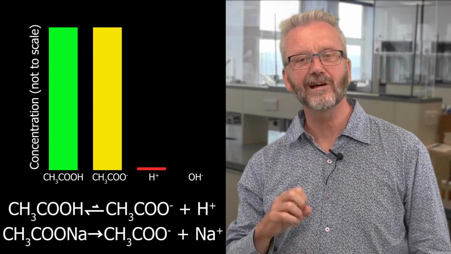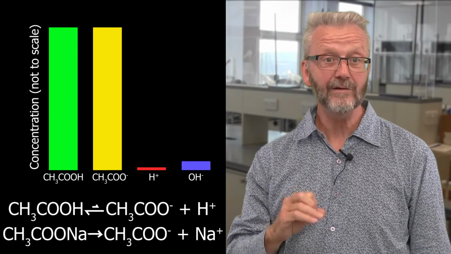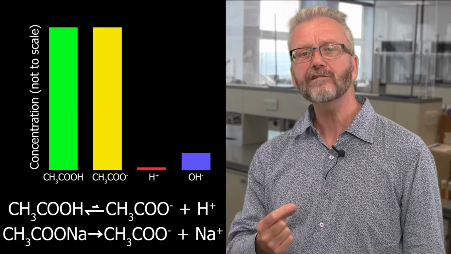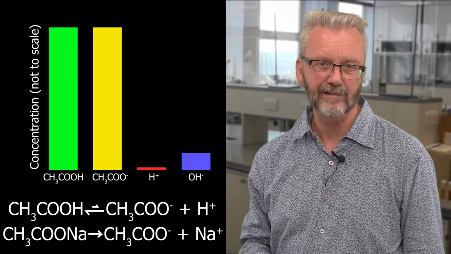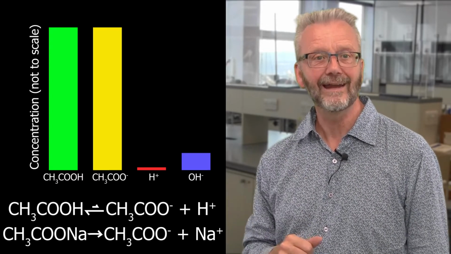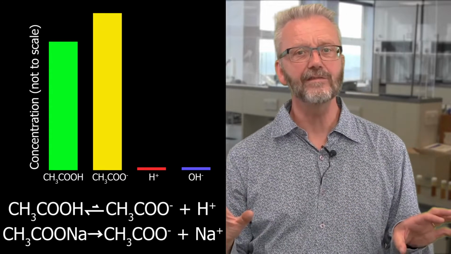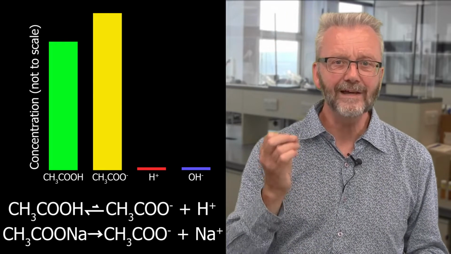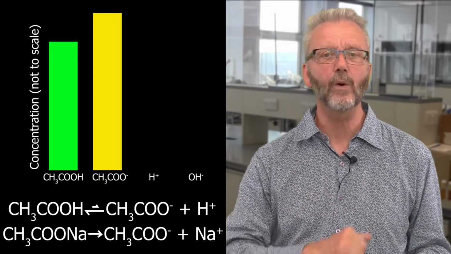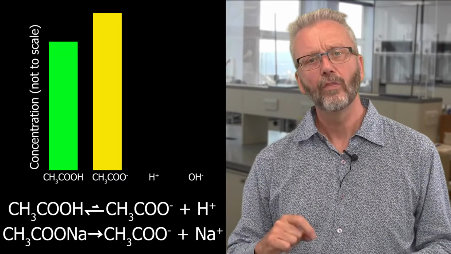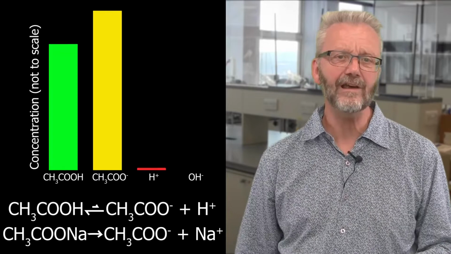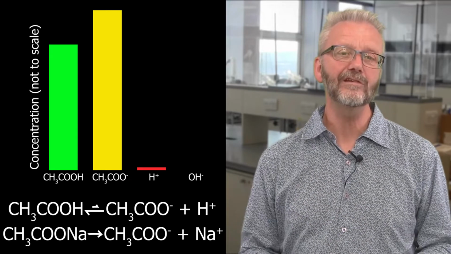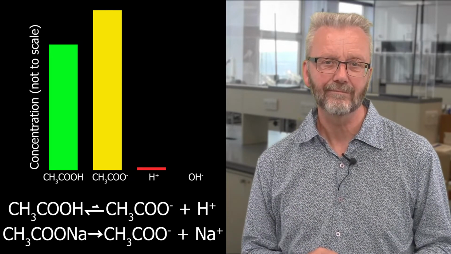Here's the buffer system set up as before. When we add a base to an acidic buffer system, 2 reactions are possible. The first is that the base reacts directly with the undissociated acid, ethanoic acid in our example. This neutralizes the base and minimizes the change in pH. The second is that the base reacts with hydrogen ions in solution to make water. When this happens, the weak acid equilibrium moves to release hydrogen ions into solution, replacing those that were lost. So this is how a buffer system minimizes changes in pH.